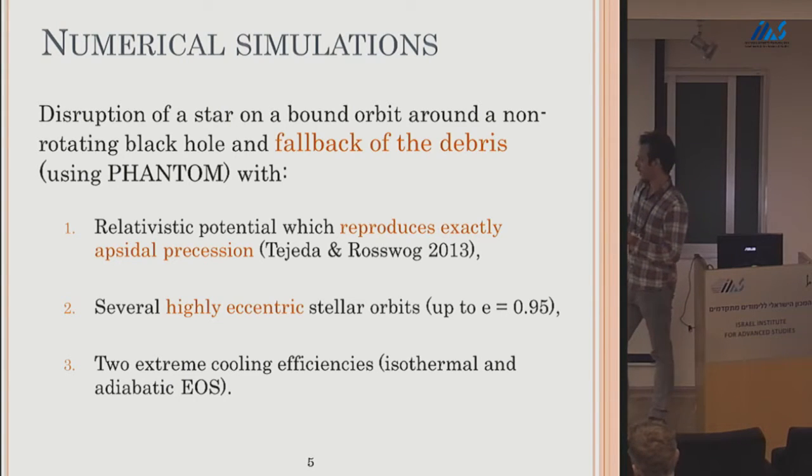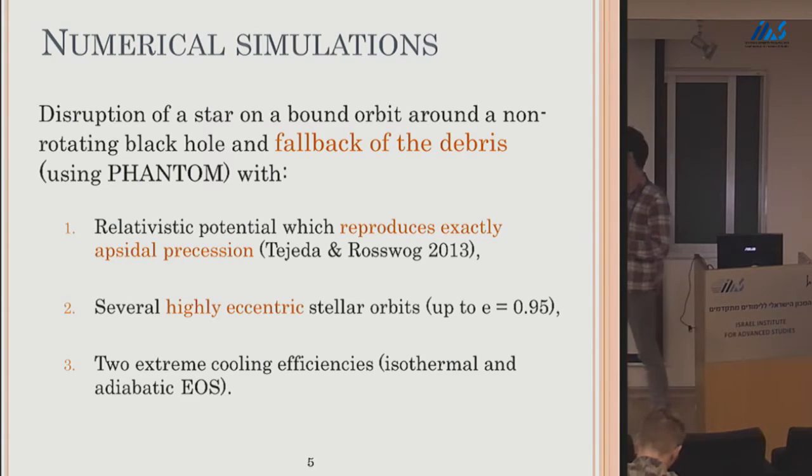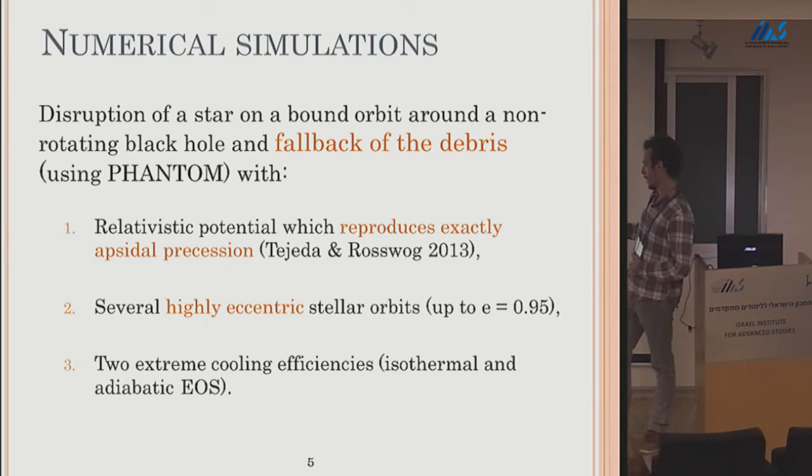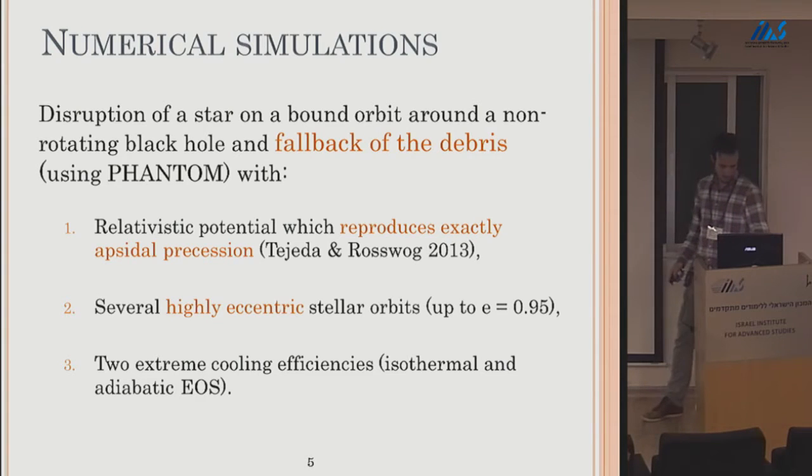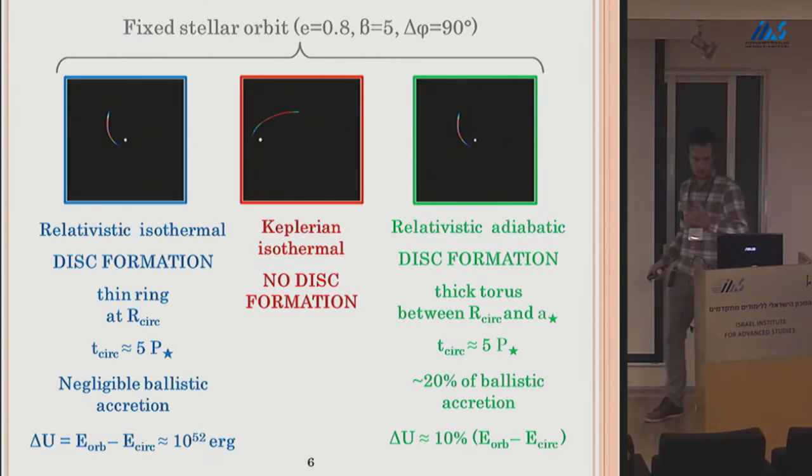And the second aspect that I want to highlight is that we are starting from highly eccentric stars up to an eccentricity of 0.95, which is close to the standard case of a parabolic orbit and will allow us to get insight into this standard case. And finally, as in the previous talk, we're using two extreme cooling efficiencies, either very efficient cooling encoded in an isothermal equation of state or a very inefficient cooling encoded in an adiabatic equation of state. Okay, so first I will show the results of those simulations with movies.